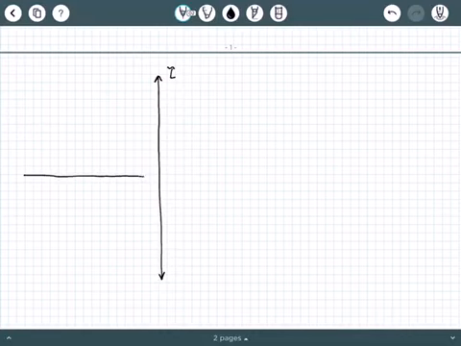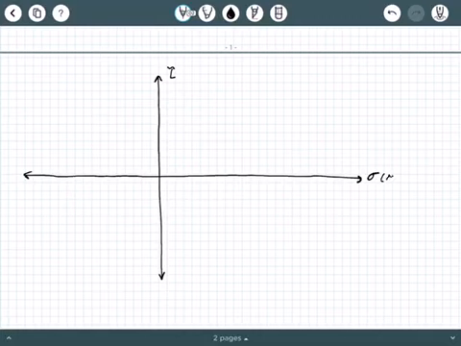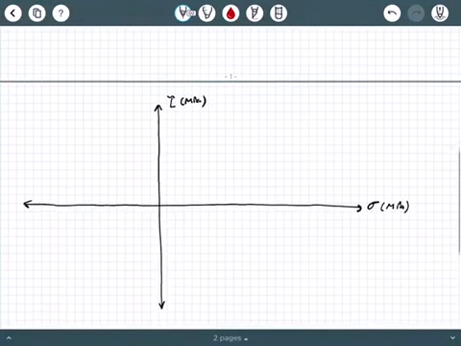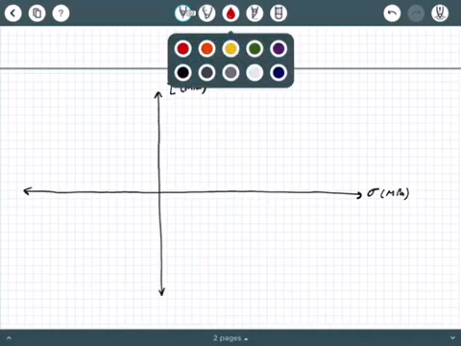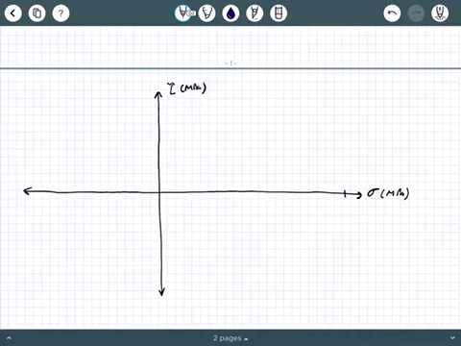So now we're ready to draw the Mohr circle. So I'm going to scroll down a bit to page 2. And I'm going to try to draw this as best as I can, not being much of an artist. I have tau going up as positive. Okay, and I have sigma going to the right as positive. You want to put those units on your axes always.